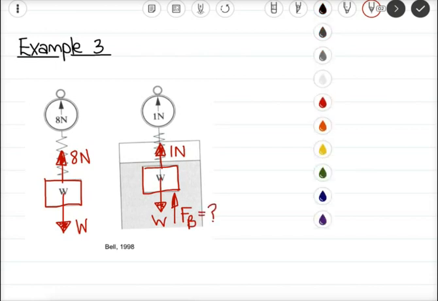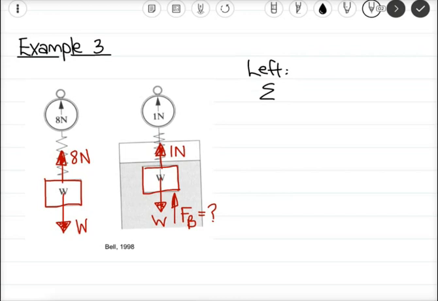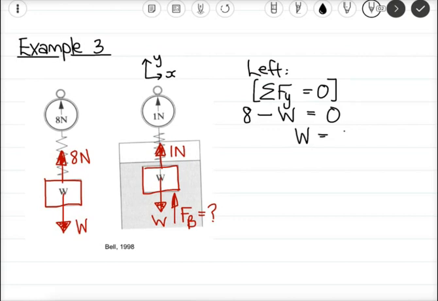Okay, so let's first calculate the weight, which you don't really need to do, you could deduce it just from the diagram, but on the left hand side we would say that the sum of the forces in the y equals 0. Because it's not moving, we have static equilibrium, so we have 8 pushing up and weight pushing down. So therefore the weight of our object is 8 newtons. And now we repeat the exercise for the right hand side.